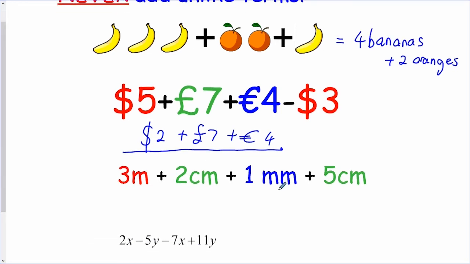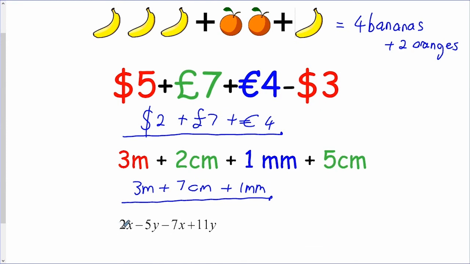Right. I know that we could convert these into one another to add them. Likewise here, we've got 3 meters. We can add the 2 centimeters and the 5 centimeters because they are like, and then we've got plus 1 millimeter. Right. As I said, with the money, as with the distances, we could convert these in order to combine them. However, you can't change x's to y's. So here we can only combine the like terms. So 2x, that's a plus 2x, take away 7x, minus 5x. Negative 5y, add 11y, plus 6y. And that's where you stop, because you cannot combine those.